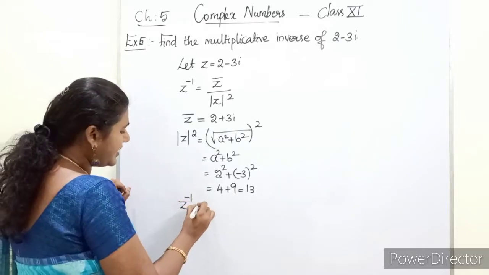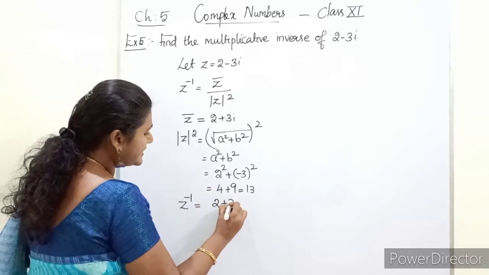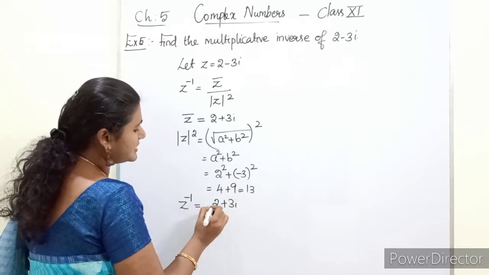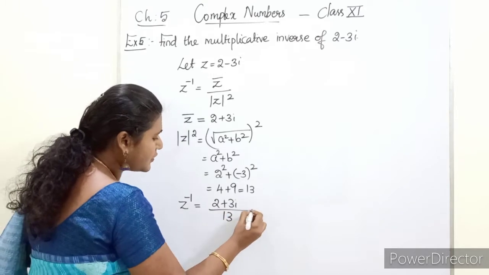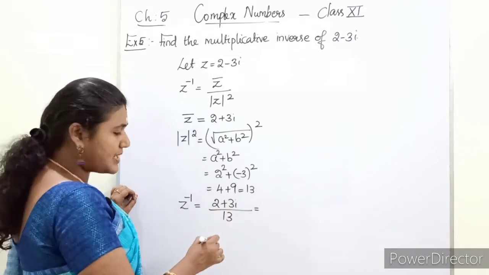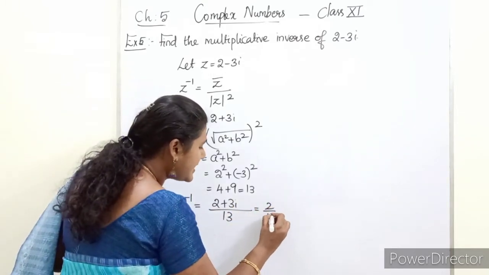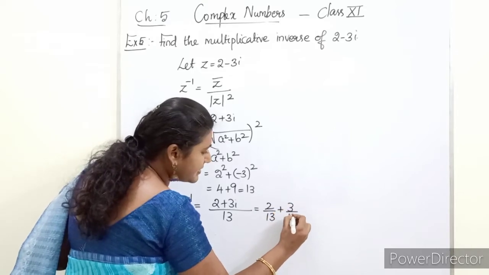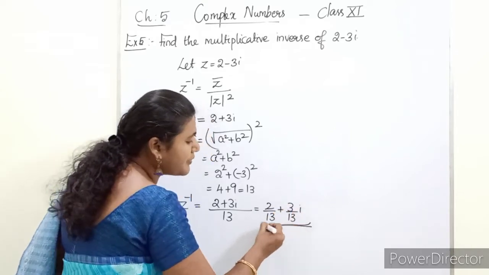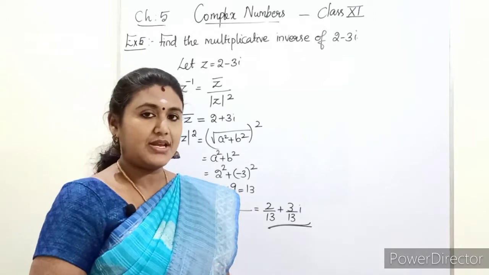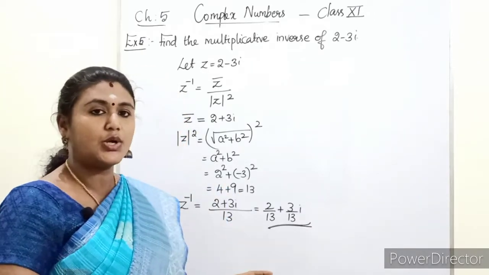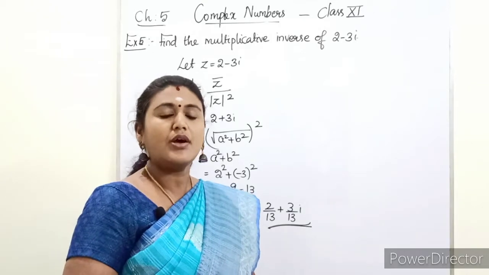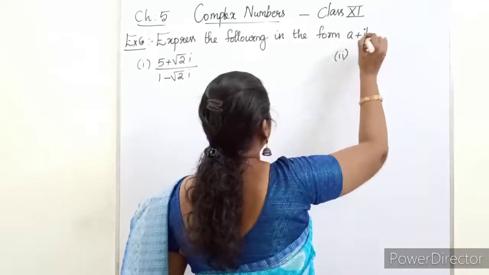Its multiplicative inverse is z bar over mod z square. Z inverse is equal to 2 plus 3i divided by 13. So we can write this in the form a plus ib: 2 by 13 plus 3 by 13i. So this is how you have to find the multiplicative inverse. This is very easy. If you remember this formula, we can find out the multiplicative inverse. Now we will see the next example.